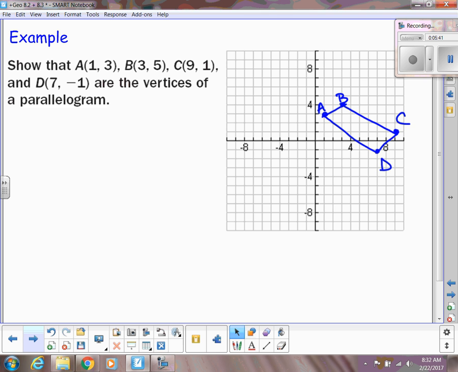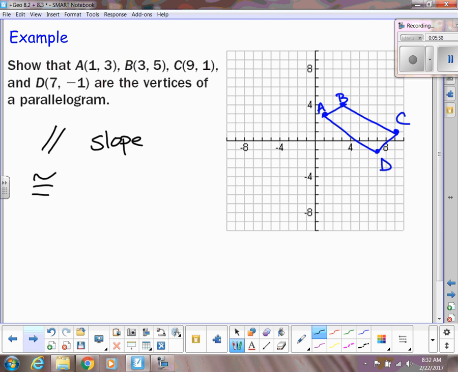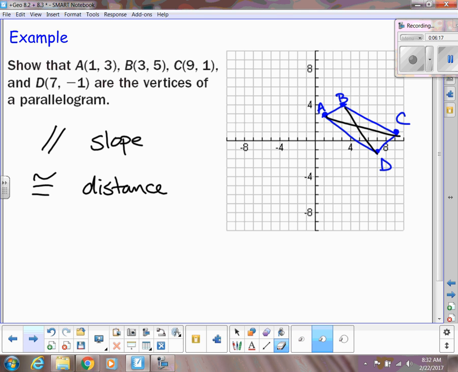Okay, so what we can do is, we can do lots of things. If I wanted to show opposite sides parallel, I could use slope. So I could find the slopes of all of them. If I wanted to show congruent sides, then I can use the distance formula. If I wanted to show that the diagonals bisect each other, I could show that the midpoints are the same.